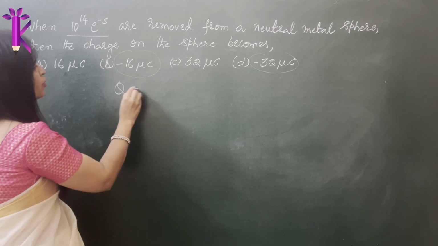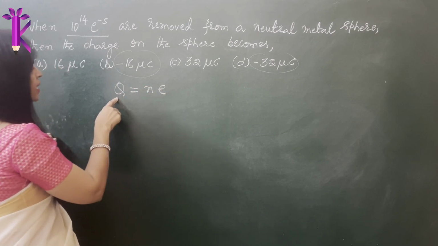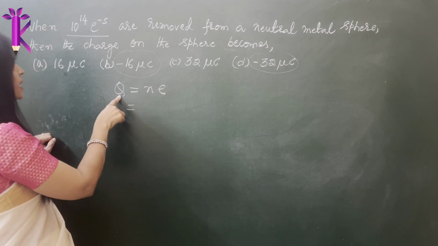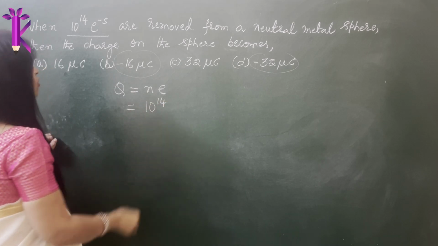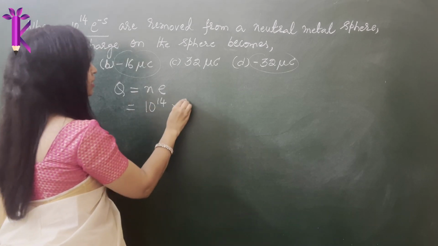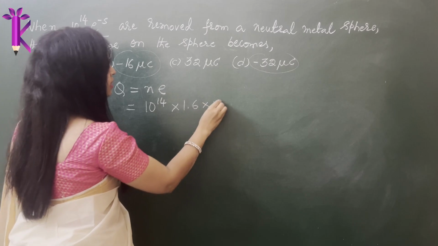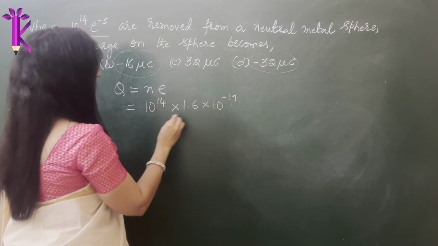What's the formula? We know Q is equal to N into E. You have to calculate N. You have to calculate the total charge on it. So how many electrons have been removed? 10 to the power of 14 electrons have been removed. What is the charge on each electron? It is 1.6 into 10 to the power of minus 19.